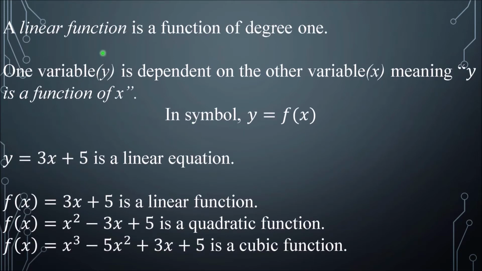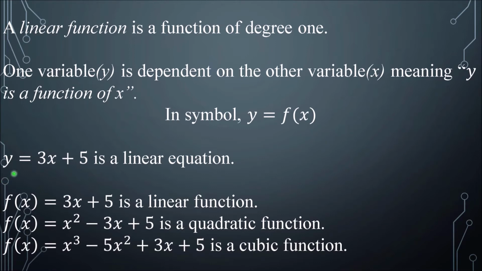Now let's talk about a linear function. A linear function is a function of degree 1. So one variable y is dependent on the other variable x. Meaning to say, y here is a dependent variable, x is an independent variable. So y is a function of x. Whatever you input to x will result in y, or y depends on the value of x.